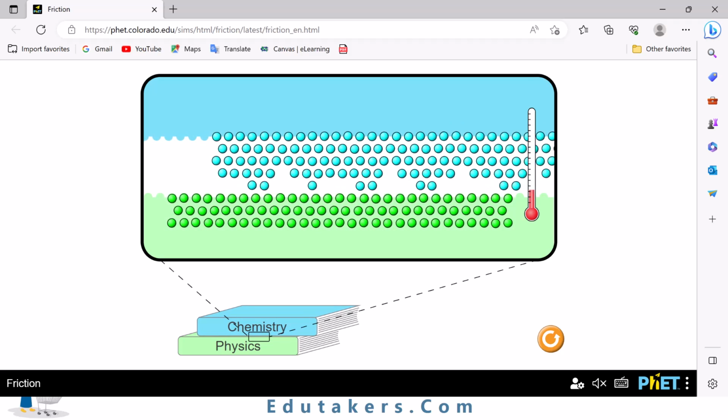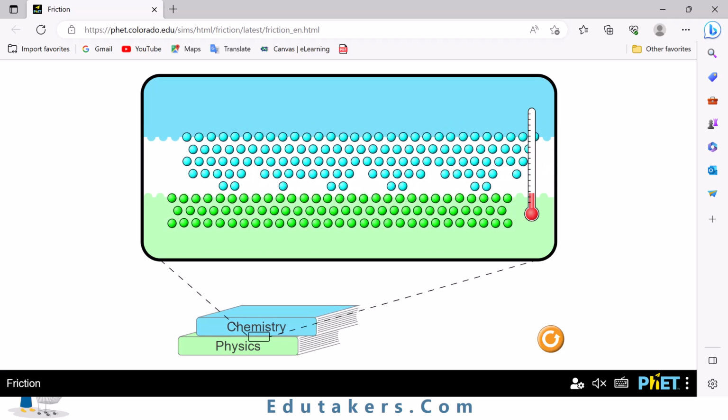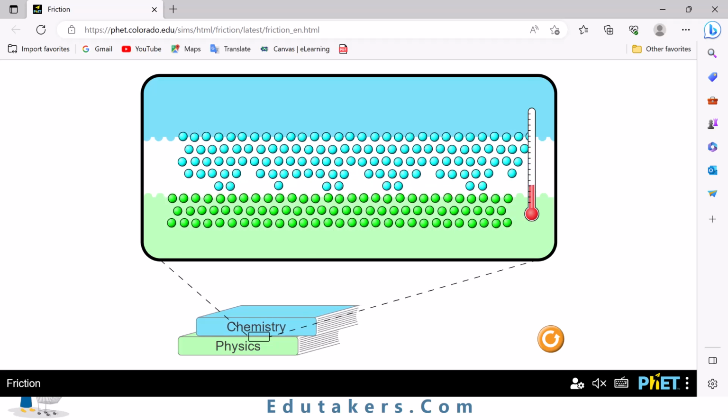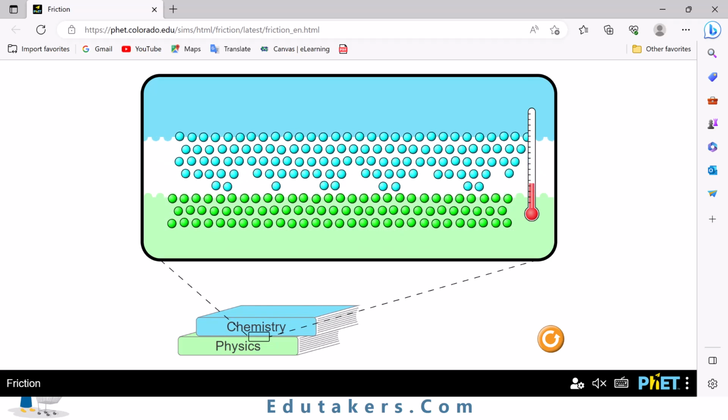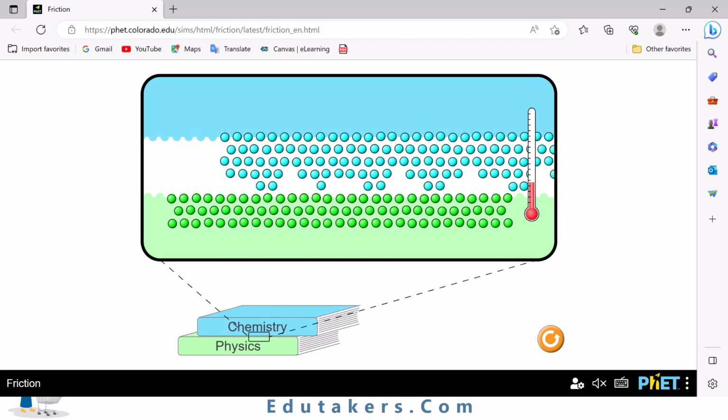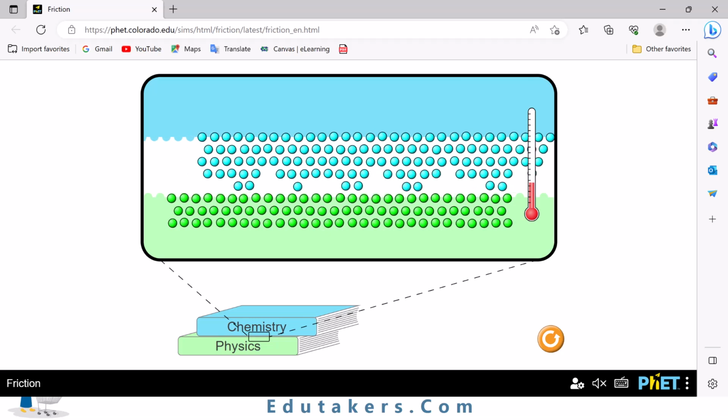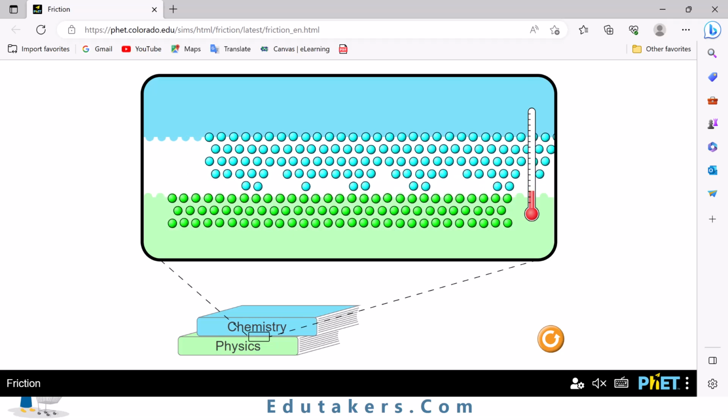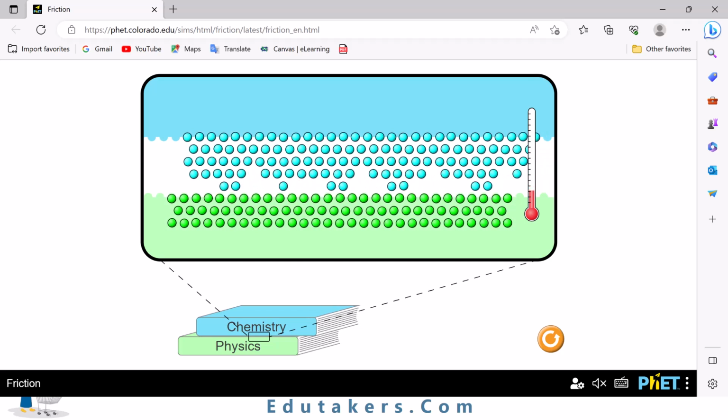Now you can see both of these are touching each other, and there is a thermometer which is showing the temperature. So when I slide it over, you can see the temperature is changing. It's increasing. It is because there is a friction present between both of these books. Because of this friction, the temperature is increasing, because there is dissipation of the energy in the form of heat energy. So this is basically the concept of the friction in the solid. You can also practice it from here.